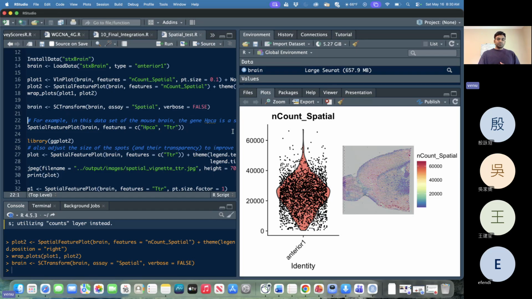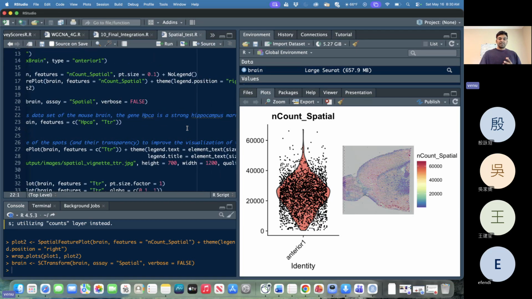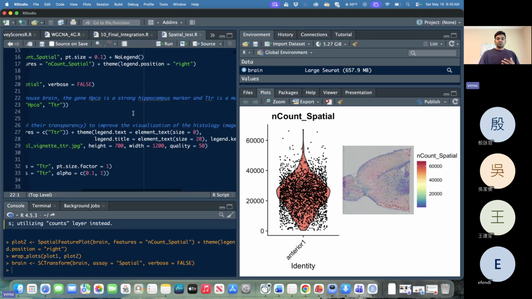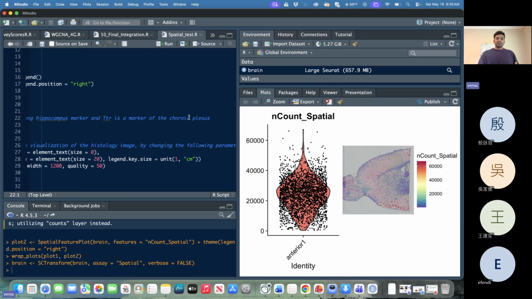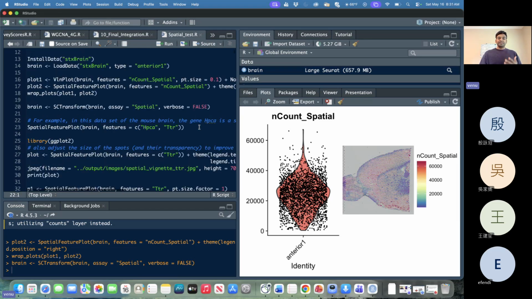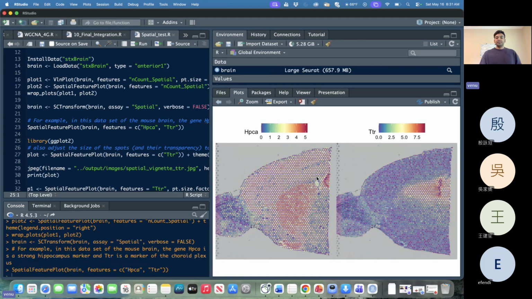The next step is to look at the genes. For example, in this analysis, Hpca is a strong hippocampus marker, and Ttr is a marker of the choroid plexus. These are regions in the brain. Let's see. Hpca is highly expressed in this region and this region, and this is a secondary region. And Ttr is highly expressed in this one. This is a marker, and that is explaining it to us.